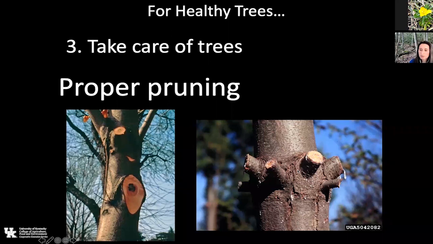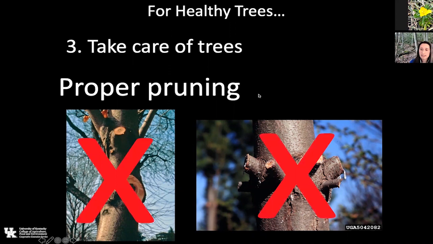So this one, it's too far. It's going to be really hard for that tree to seal over these little stubs. And then this one, it's too deep. This is a huge wound, a big exposed area versus something much smaller that could have been cut if it had been at a slight angle.